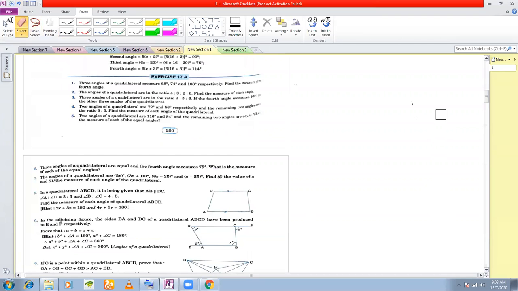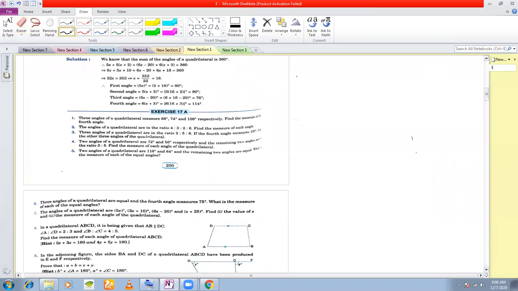Let us move on to the next problem. This is number 5. Two angles of a quadrilateral are 116 degree and 84 degree, and the remaining two angles are equal. What is the measure of each of the equal angles? Two angles are given to be 116 and 84. So let's say this angle is 116 and this angle is 84.